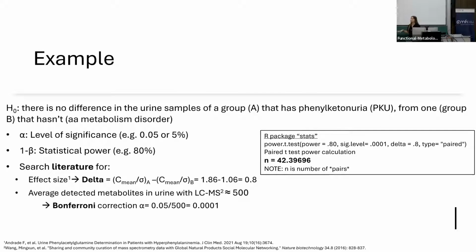This is something between a made-up example and something that I found in a publication. So let's say our null hypothesis here is that there is absolutely no difference in the urine samples of group A, that is a group that suffers from phenylketonuria, from a group that is healthy.